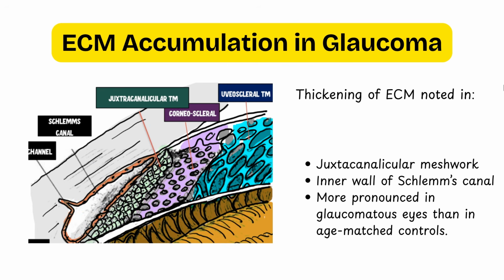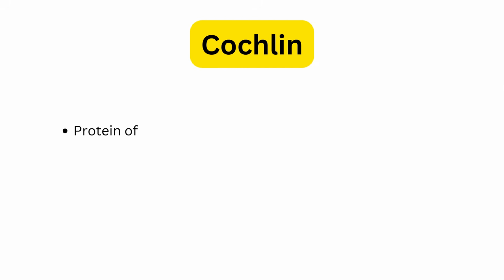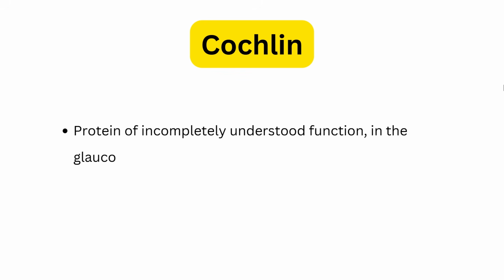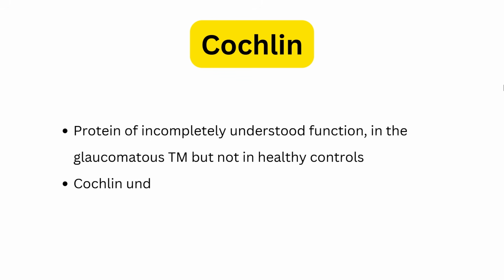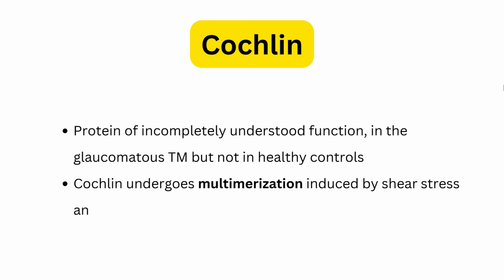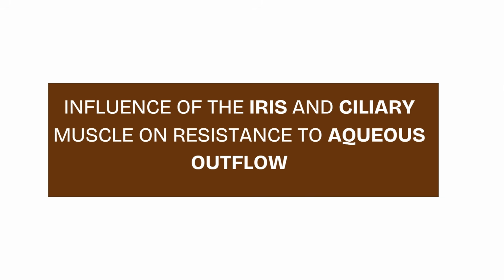Apart from that, extracellular matrix can also accumulate within the juxtacanalicular meshwork and inner wall of Schlemm's canal, and this is more pronounced in glaucomatous eyes than in age-matched controls. Another protein that has been seen is cochlin, and this is a multimeric protein. Multimerization is induced by shear stress and other changes in the microenvironment, and this has been seen in glaucomatous eyes again. So remember: glycosaminoglycans, extracellular matrix thickening, and also cochlin deposition.